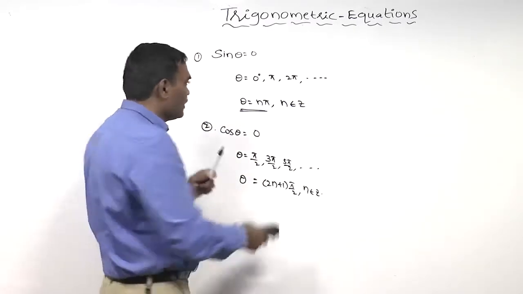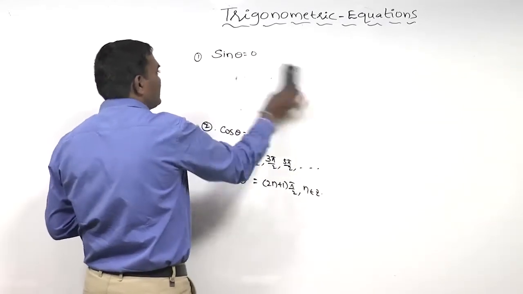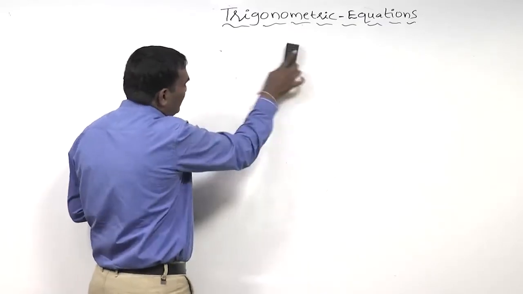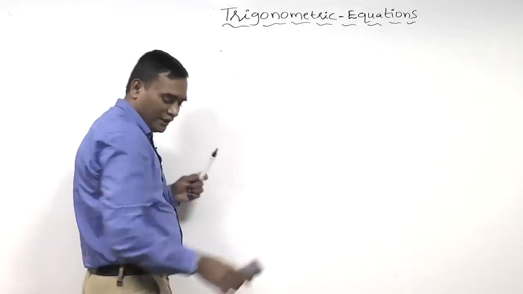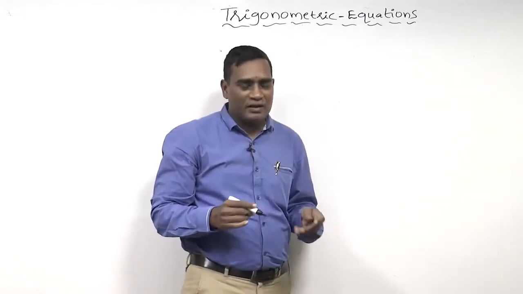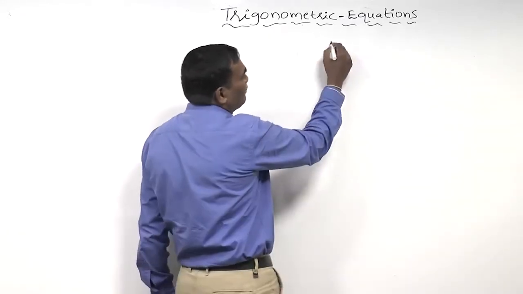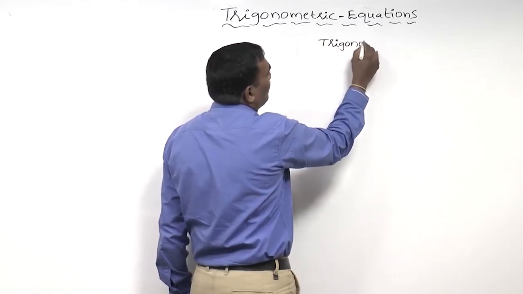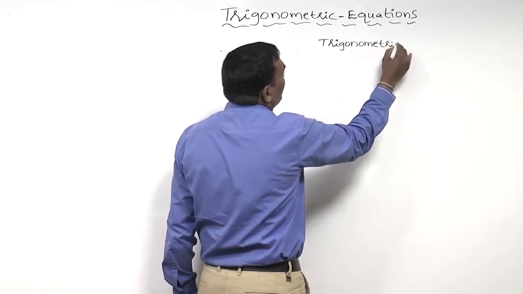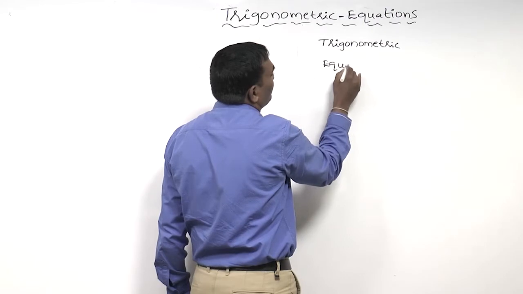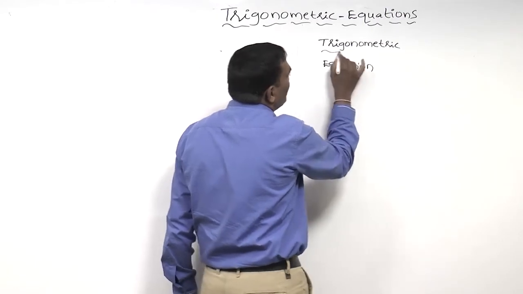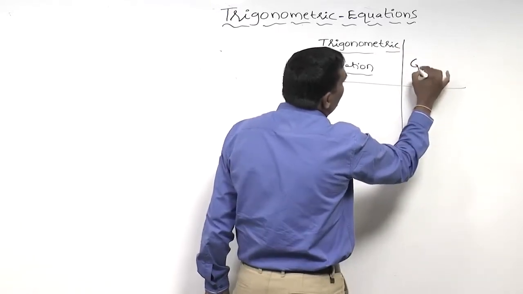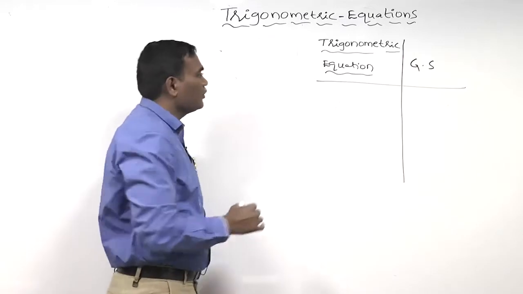I will give one table. You note down that table, then it is easy. Trigonometric equations and general solutions. In this topic, there are very few formulas. In the previous topic, there were so many formulas, but in trigonometric equations, very few. These are all formulas used in intermediate also. General solution, GS.